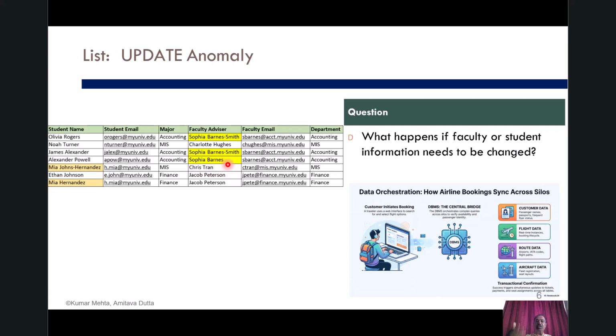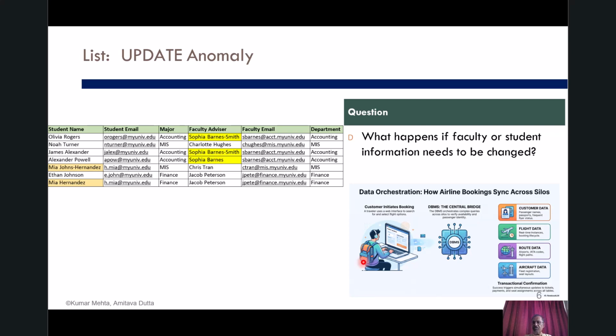Sophia Barnes' name changed to Sophia Barnes Smith, and in 2 places the name appears as Sophia Barnes Smith. In 1 place it appears as Sophia Barnes. That's not nice. Having inconsistency in the database is not nice. So one of the consequences, a second bad consequence of having everything in one big list is this thing called an update anomaly, and it arises due to redundancy.